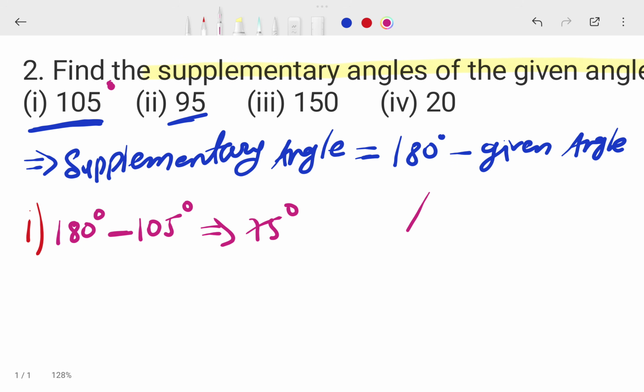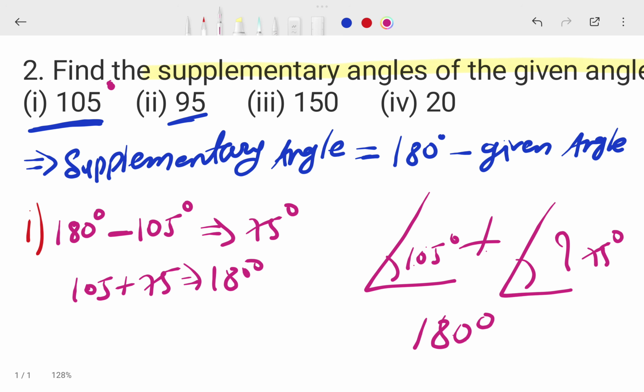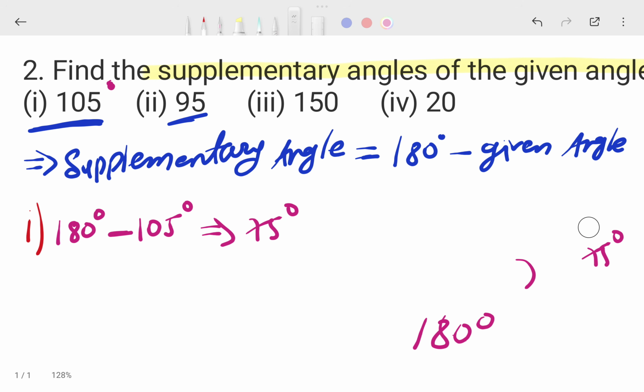It means the first angle is 105. The second angle we don't know, but we know the supplementary angle is 180. So if you subtract, the next angle should be 75 degrees. If you add 105 and 75, this is going to be 180 only. If you don't believe it, you can add 105 and 75, and it is going to be 180. Did you get my point?